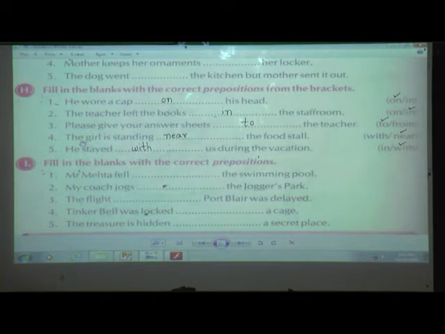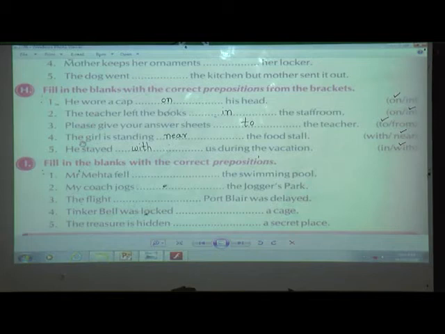Again I will repeat. He wore a cap on his head. The teacher left the books in the staff room. Please give your answer sheets to the teacher. The girl is standing near the food stall. He stayed with us during the vacation. And what have we done? We have used the correct preposition in the given blanks from the brackets.